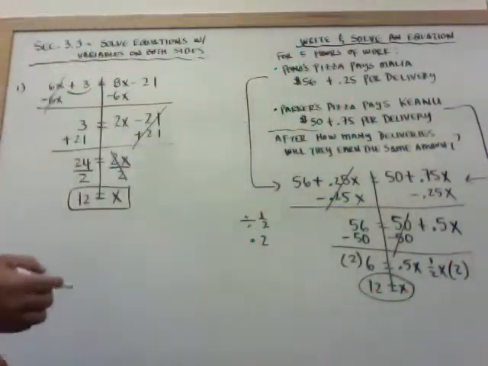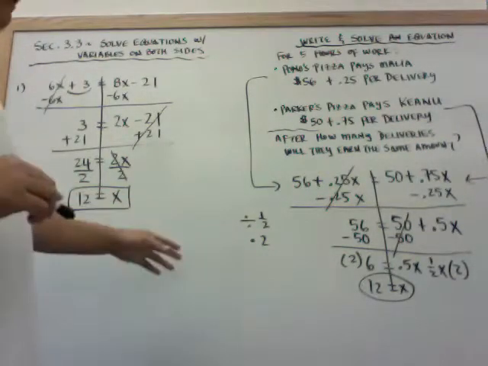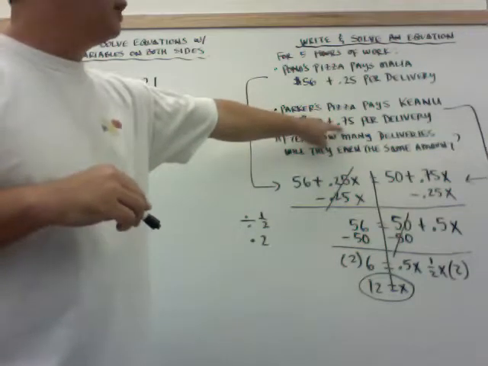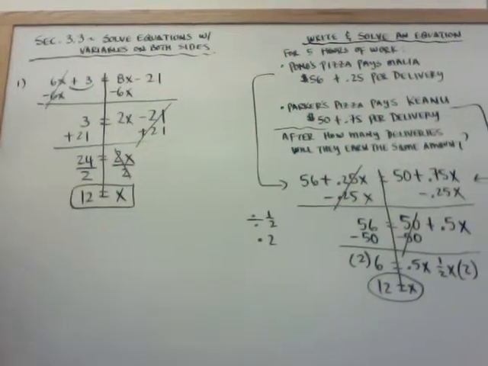So what it's saying is at 12 deliveries, they would make the same amount. But after that, for everyone after that, since Keanu's making more per delivery, Keanu would actually make more. Okay? So that's how you write and solve an equation.